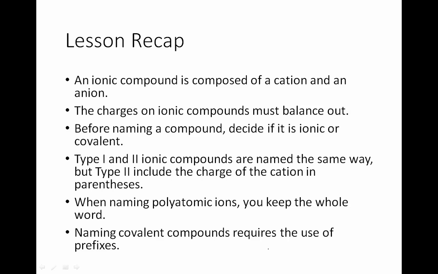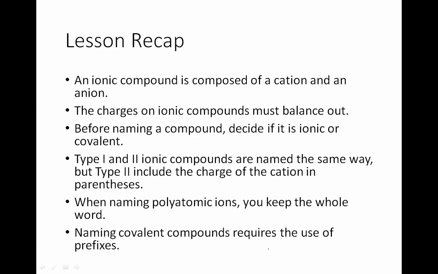Then, type 2 and type 1 ionic compounds are named the same way, but with one exception. Type 2 ions have to have the charge of the cation written in parentheses. That way you know what the charge is. Then when you name polyatomic ions, you keep the whole word. So instead of changing the ending to IDE, you keep the name as it stands. And then naming covalent compounds requires the use of prefixes. So your mono, your di, your tri, your tetra, that kind of thing.